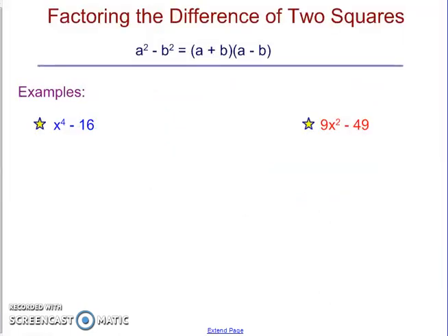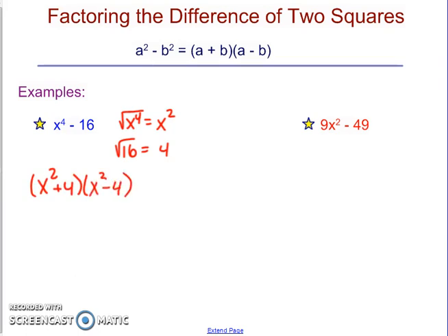And the last type of factoring is the difference of two squares. So anytime you have two terms that are perfect squares and you have a subtraction sign in the middle, you want to take the square root of each of them and then write one factor as plus and one as minus. So, for example, in the first one, x to the fourth minus 16, you can take the square root of x to the fourth. That's x squared. You can take the square root of 16. That's 4. So you're going to have x squared plus 4 and x squared minus 4.